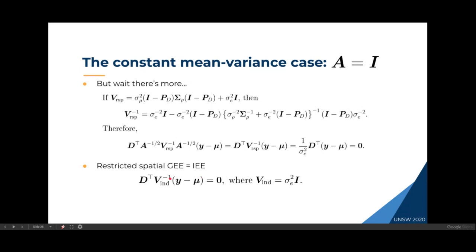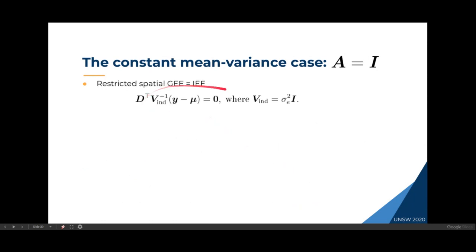This is a rather interesting result because it essentially says that in this special case of constant mean-variance, the restricted spatial GEE will actually produce the same estimates as an independence case. To put it even more bluntly, the restricted spatial GEE will produce the same estimates as if you ignore the spatial correlation altogether. And again, at least to me, this seems a bit of a bizarre result. You can do this restricted spatial GEE, but you end up getting the same estimates as if you ignore the spatial correlation altogether. So that's essentially the result.